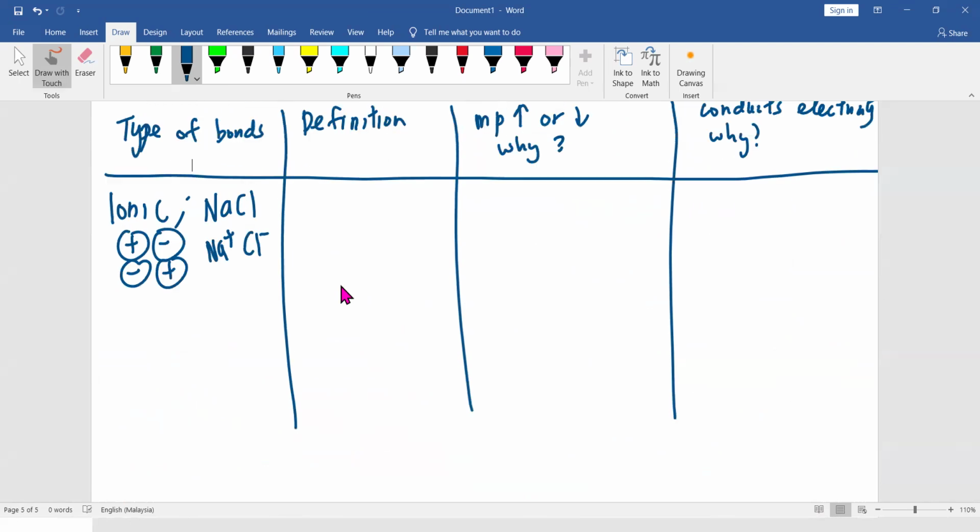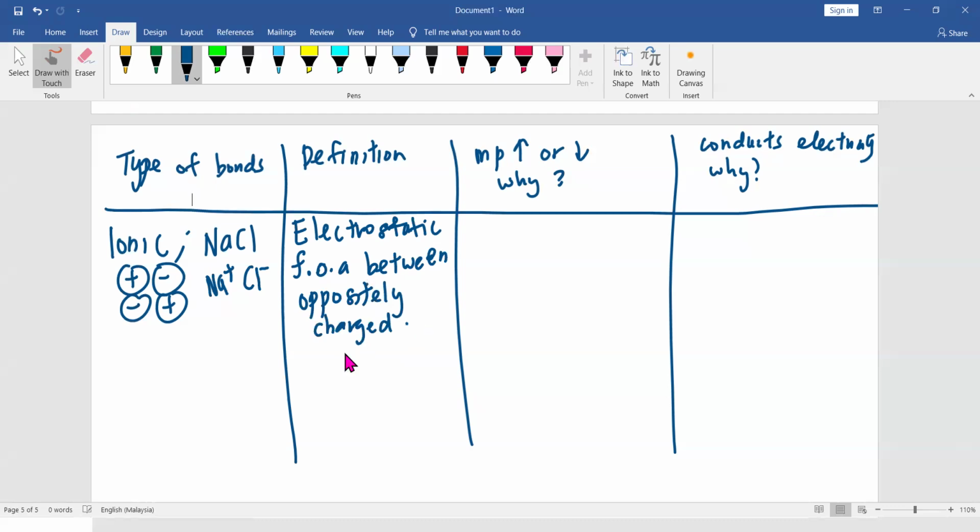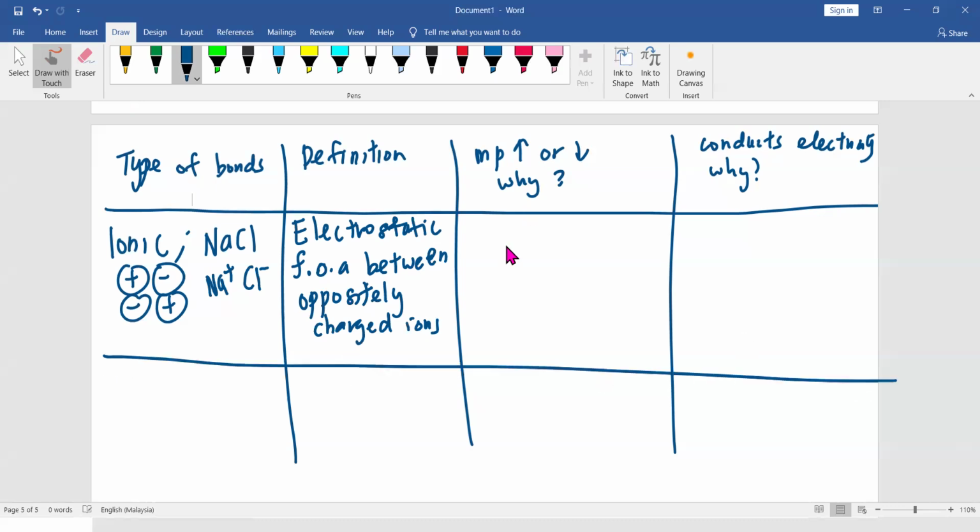So it is electrostatic forces. FOA is forces of attraction. Forces of attraction between what? Positive and negative, called oppositely charged ions. So high or low melting point? High. Because the electrostatic forces of attraction are very, very strong.